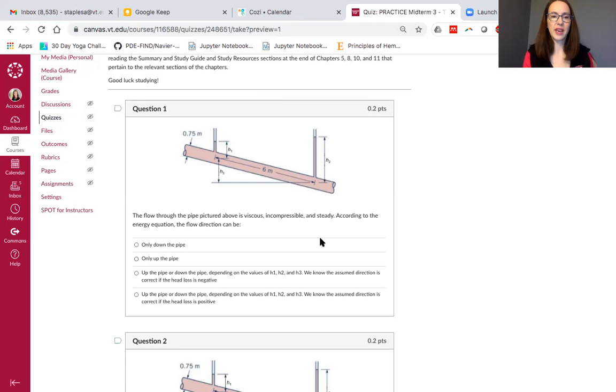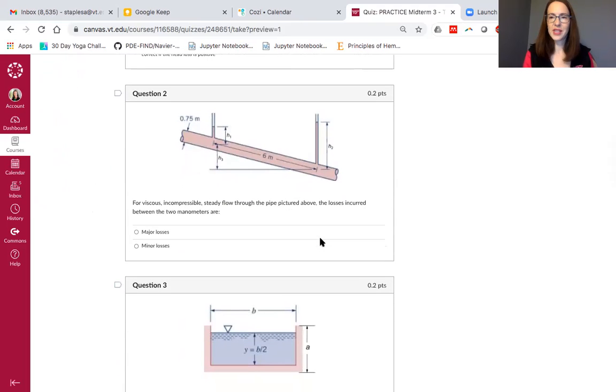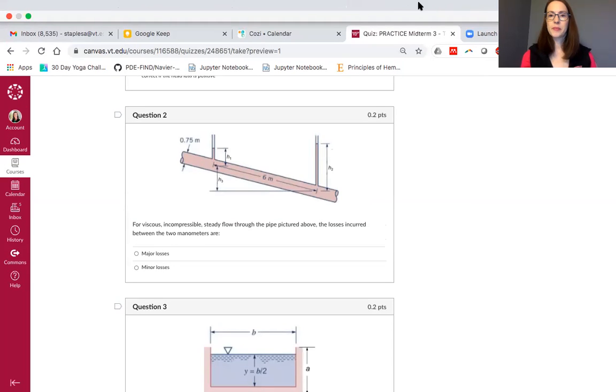Okay, question 2. If you haven't taken the exam yet, you can plug your ears. Question 2 asks: if we have a flow between this section and this section, are the losses incurred major or minor losses? Well, we just talked about in our review how major losses are due to friction and minor losses are due to pipe fittings like bends, elbows, valves. There are no pipe components between the two manometers, so the losses are major losses due to friction. Other questions?